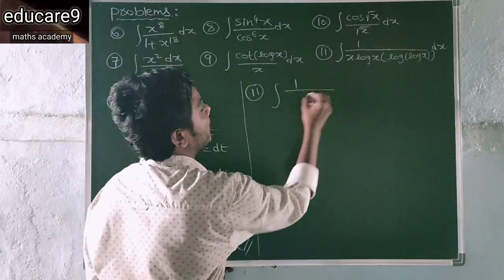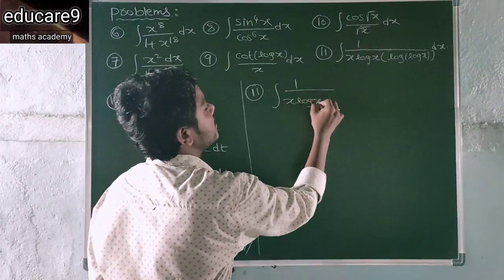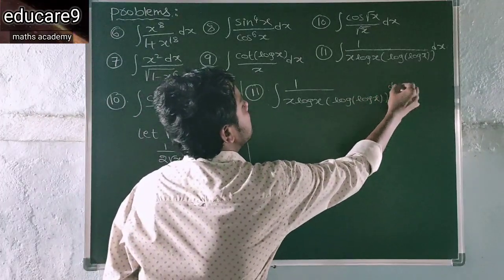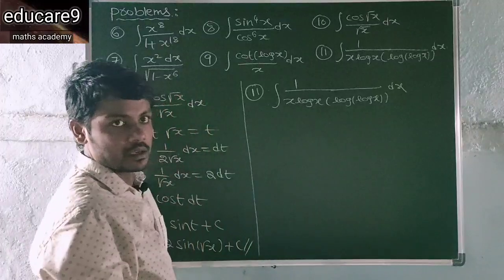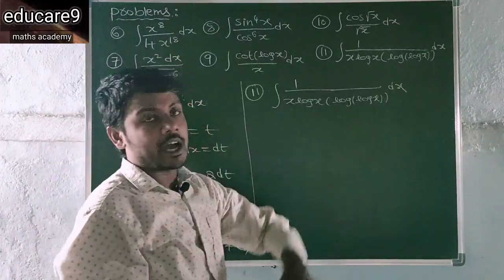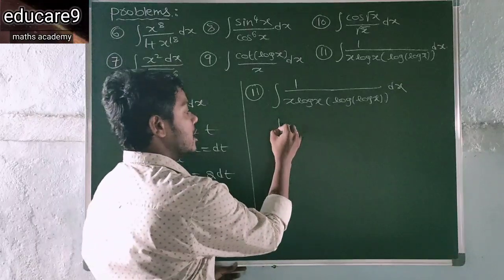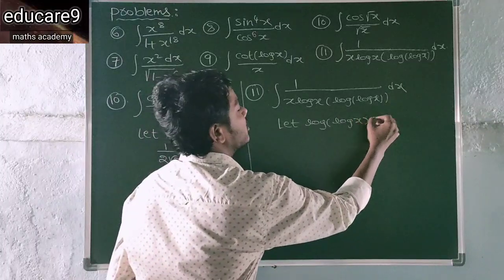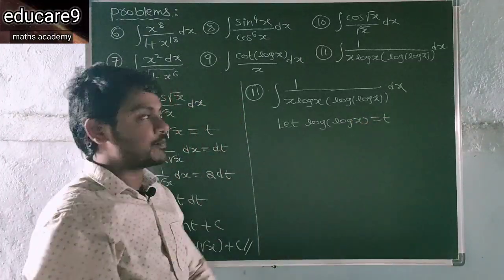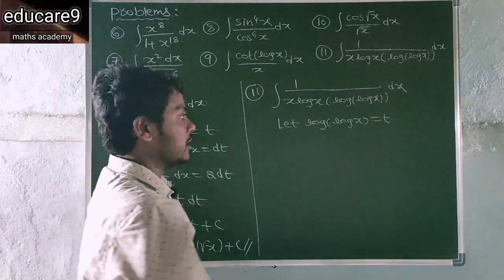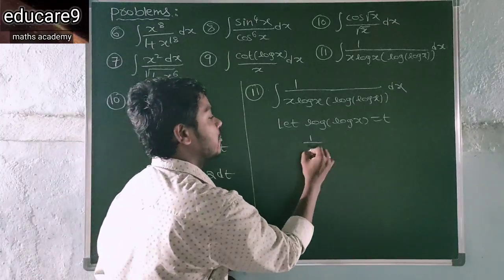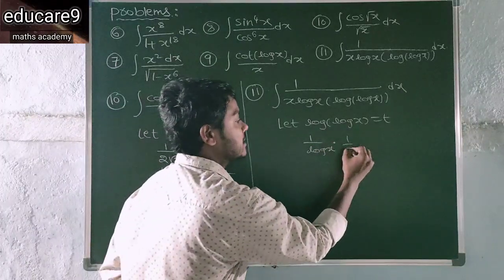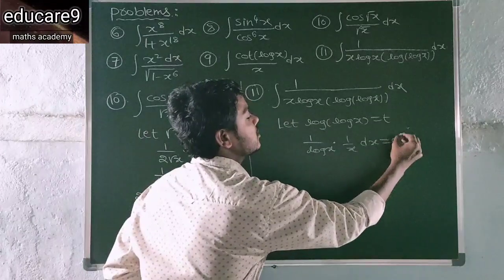Integration of 1 by x log x log of log x dx. Okay. Now see here, log of log x, assume as t. So let log of log x is equal to t. Now differentiate with respect to x on both sides. So what you get? Derivative of log of log x, that is 1 by log x, into the internal derivative of log x, that is 1 by x dx, is equal to dt.